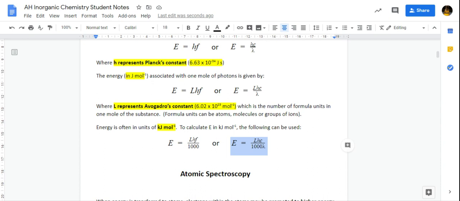You should now be able to answer questions 1 to 5 in your inorganic chemistry questions document. And there should also be a check test that you can complete as well.